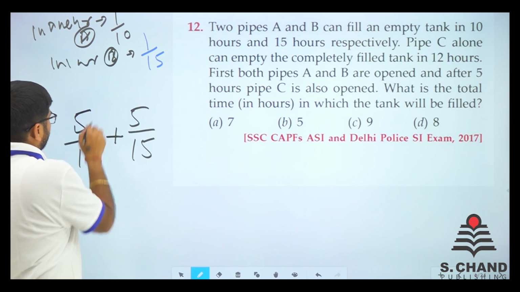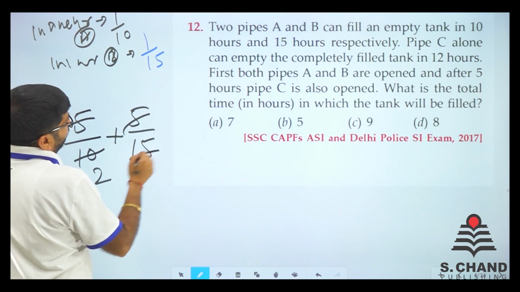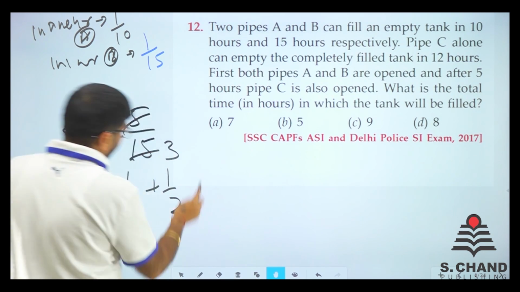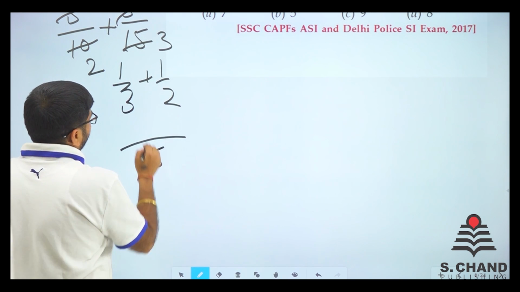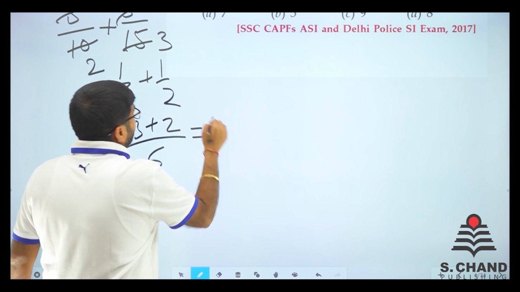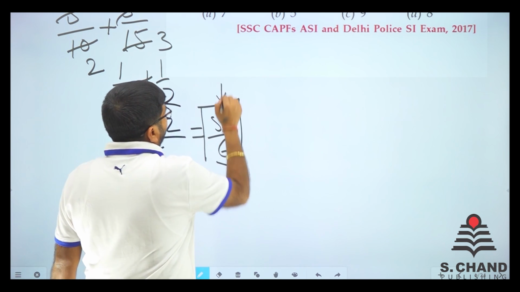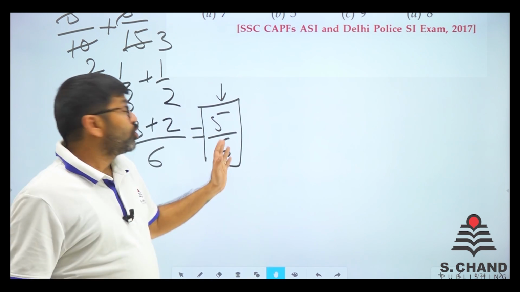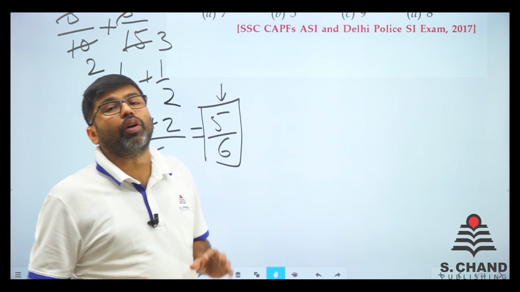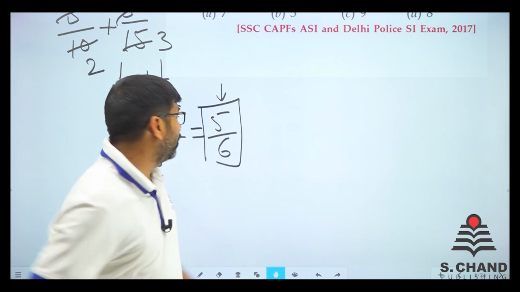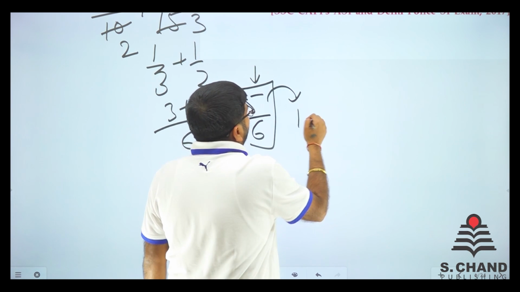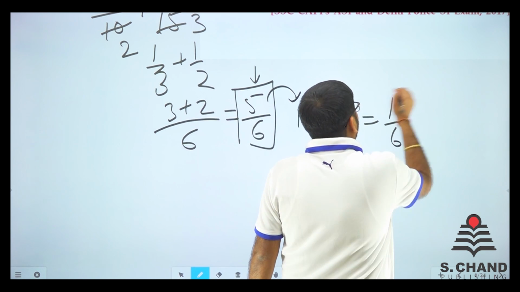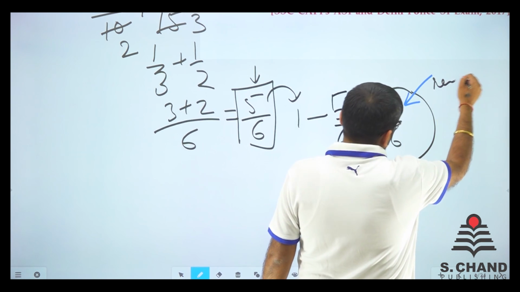So 5 by 10 is like 1 by 2, 5 by 15 is like 1 by 3. So 1 by 3 plus 1 by 2. Here we go. We have got 6 here. 3 plus 2 is 5 here. So in 5 hours, it will be filled 5 by 6. Now after 5 hours, we open the outlet pipe also. So this 5 by 6 part of the tank is filled now. What is remaining? So what we are remaining is like 1 minus 5 by 6. So 6 minus 5 is 1. So only 1 by 6th part is remaining.